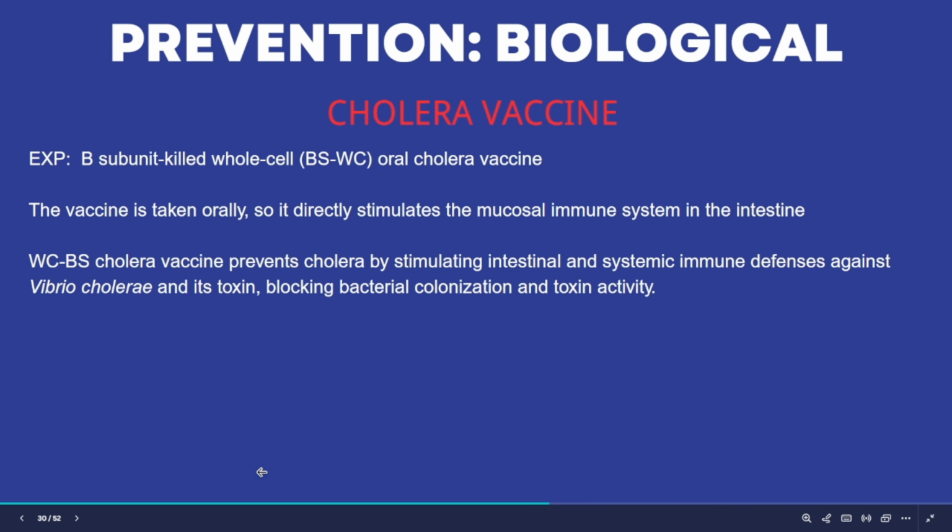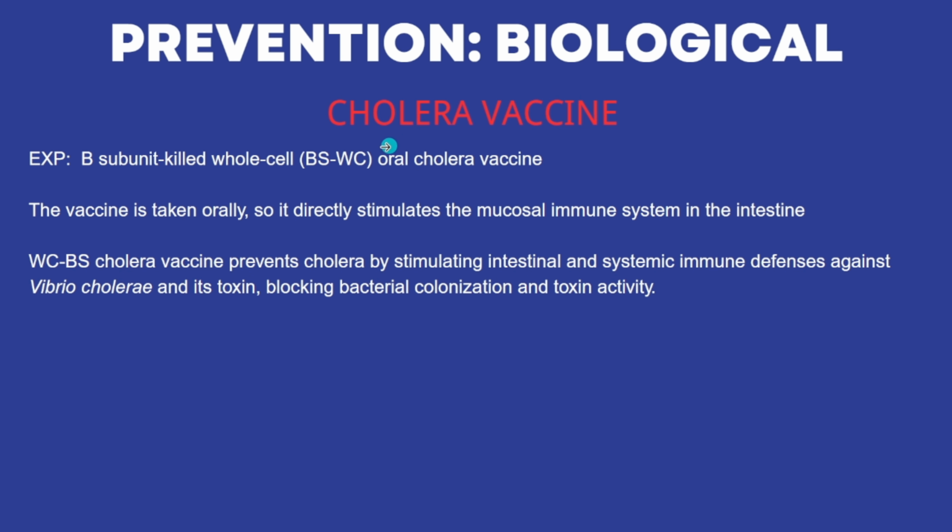Okay. When you go through the biological way, there is also a vaccine, the cholera vaccine. The example of the vaccine is the B subunit killed whole-cell oral cholera vaccine. That is the name of the vaccine. Normally this vaccine is taken orally.